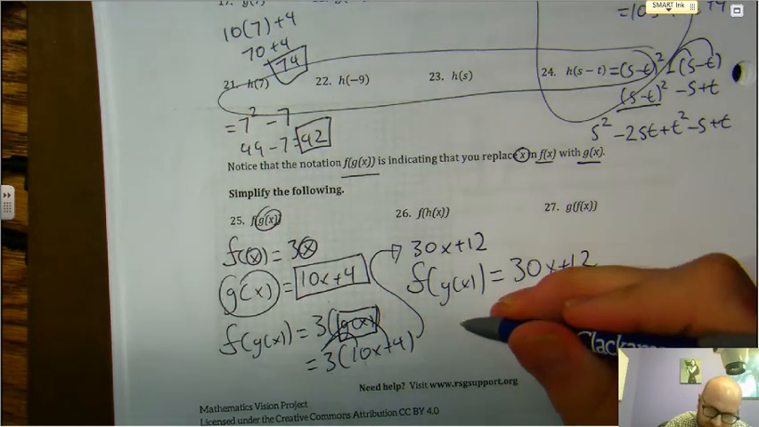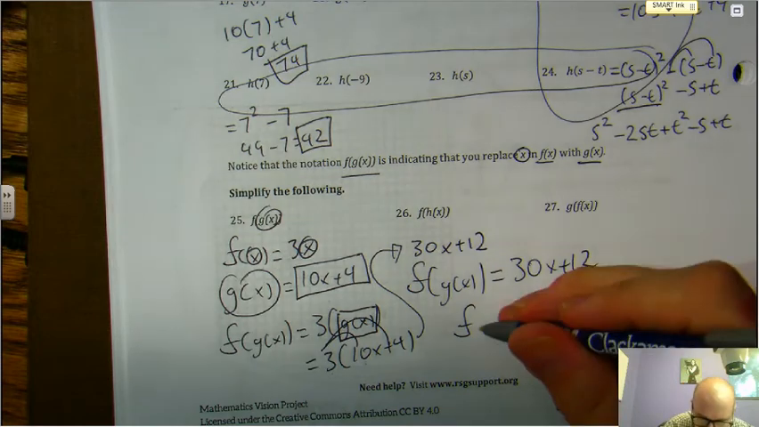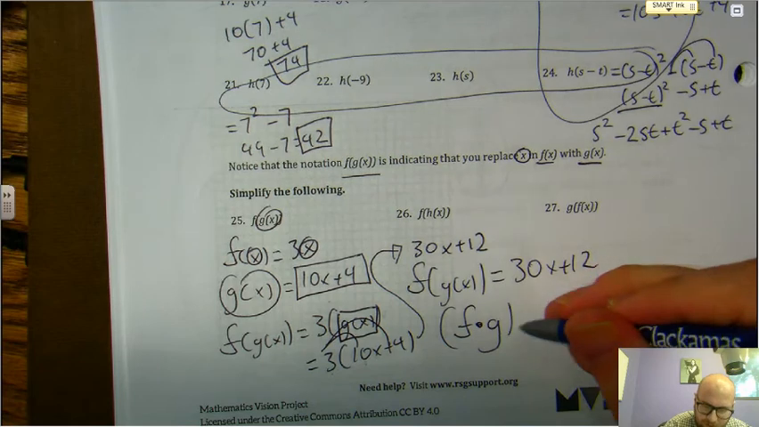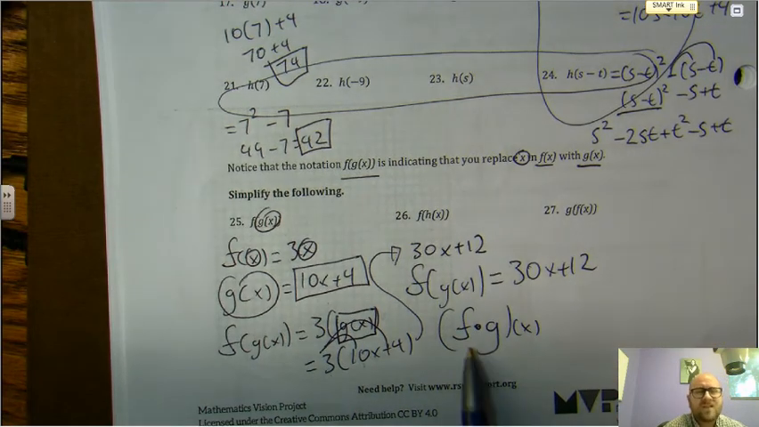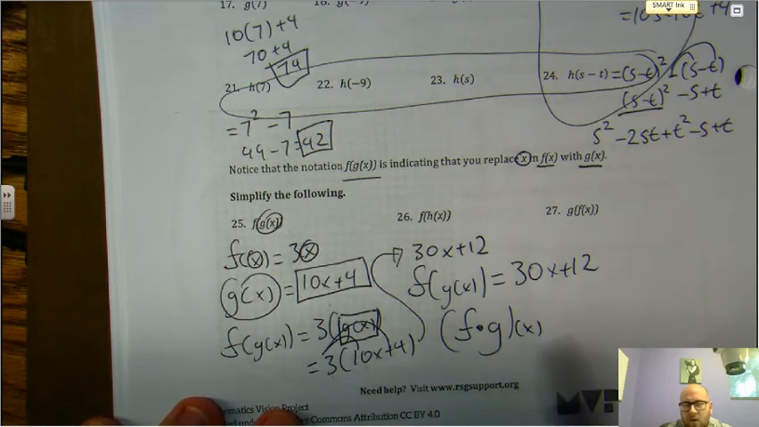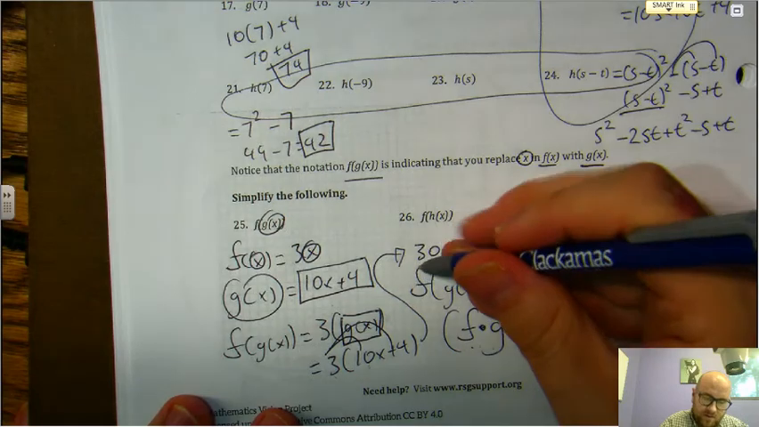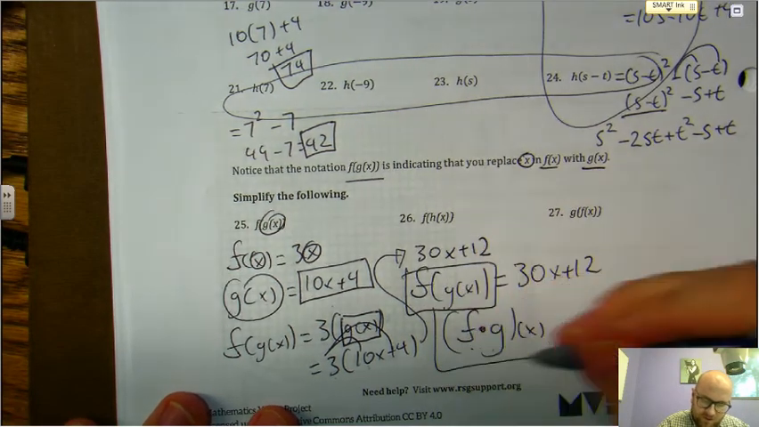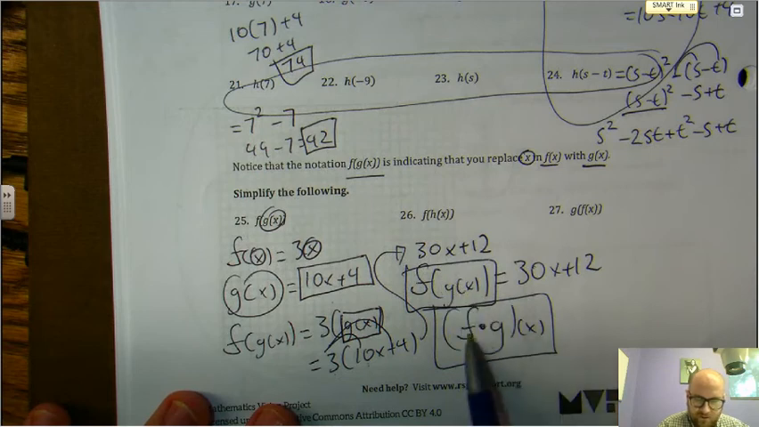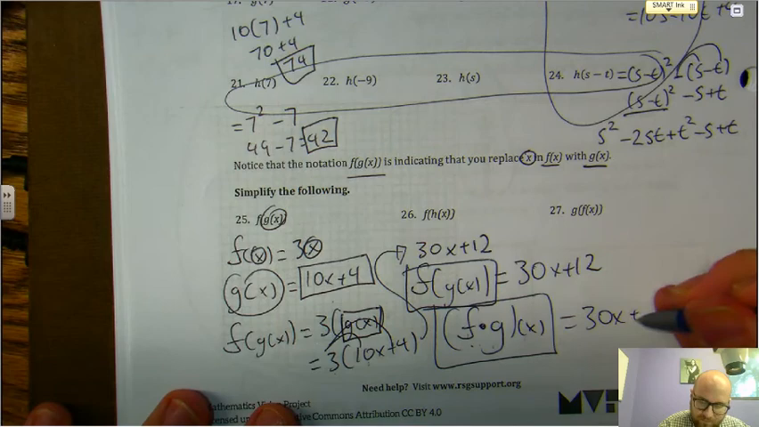We might say f, and then we'll use a little tiny o circle, kind of looks like that, g of x. Sometimes we might abbreviate this as f-o-g, because it kind of looks like the word fog. But what we're really saying is f of g of x. These notations are saying the same thing. They're just two different ways of saying it. F of g of x, f of g of x. And they would both be 30x plus 12.